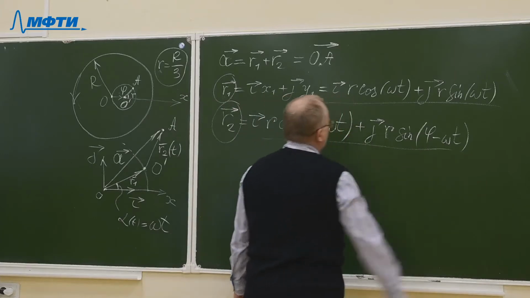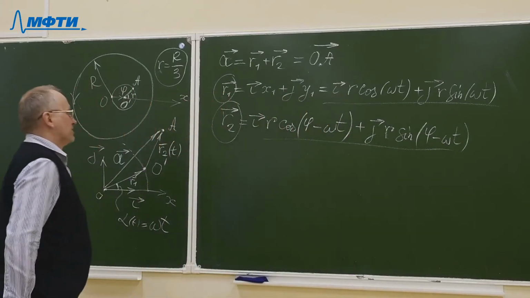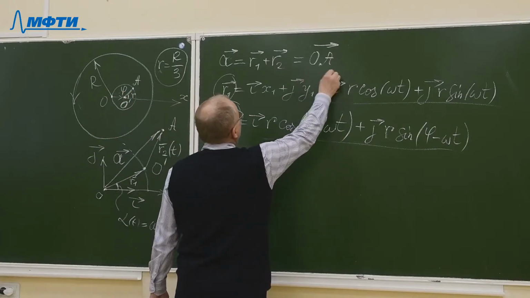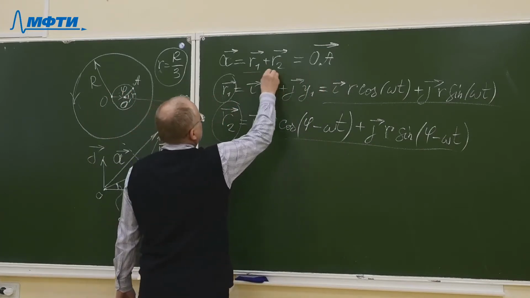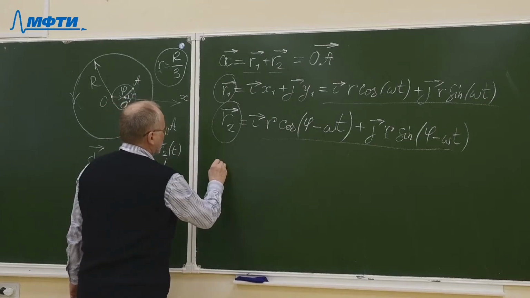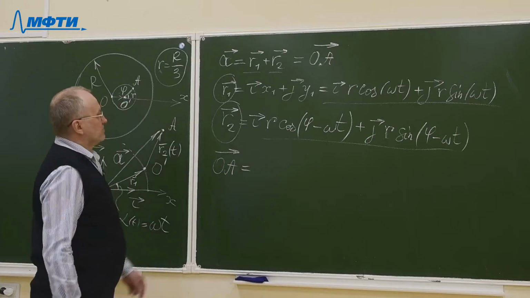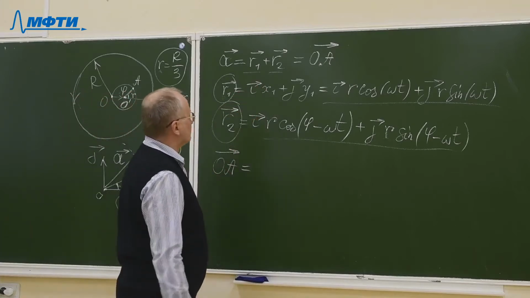This is a simple representation of two vectors. And now, in order to find the trajectory of point A, we have to add these two vectors to find the OA vector. We have to add these two vectors.